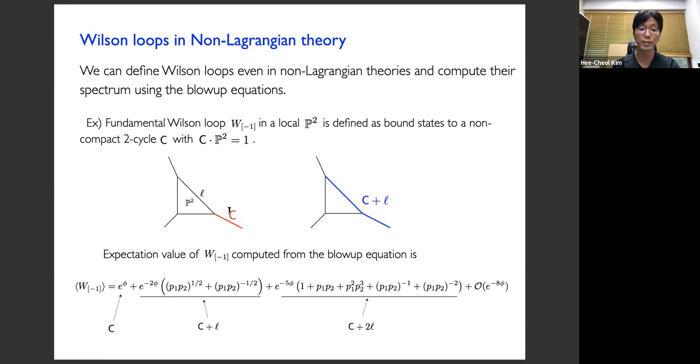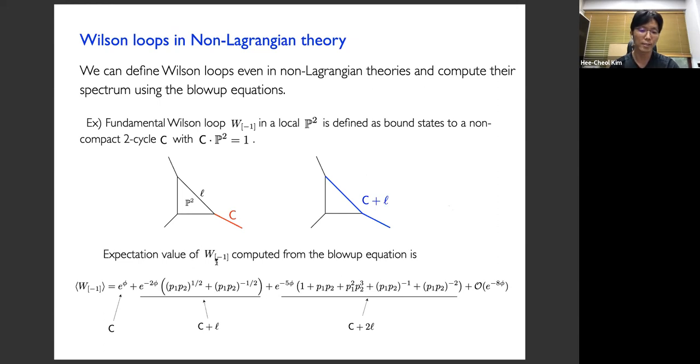Once you insert such an operator, or such a non-compact 2-cycle, or M2 brane wrapping this 2-cycle, the theory will also have a bound state coming from C plus L. L is the line in P2 and so on. We can compute such non-compact 2-cycles, which are given by a linear combination of the primitive non-compact curve C and also holomorphic compact curves in the geometry.